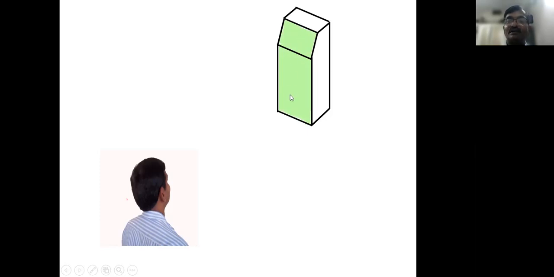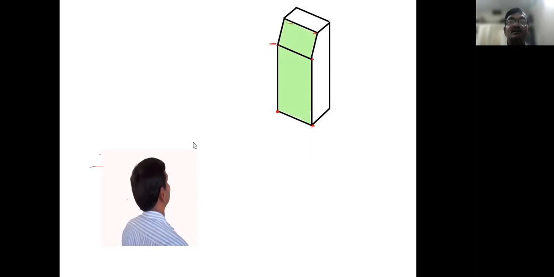Here, only the two colored surfaces are visible. The white surfaces on the other side will not be visible when you observe from a somewhat long distance. So here there are 6 corners. I will mark the corners: this is one corner, 2, 3, 4, 5, and here 6.